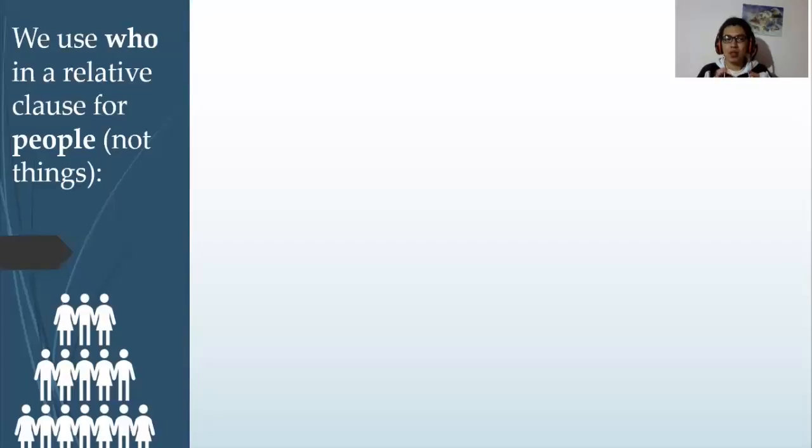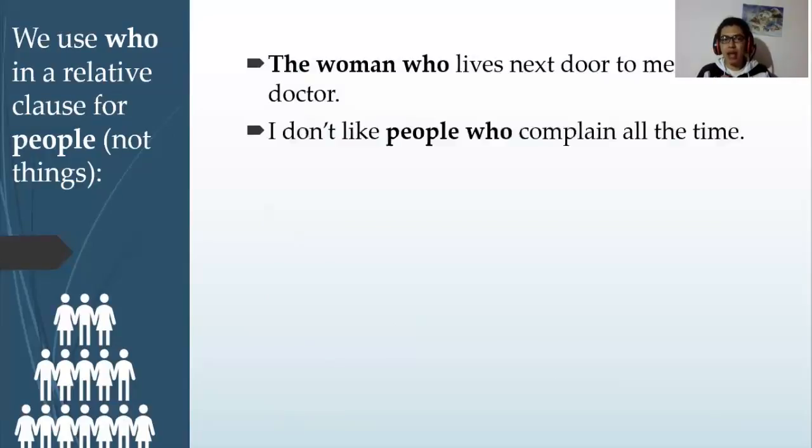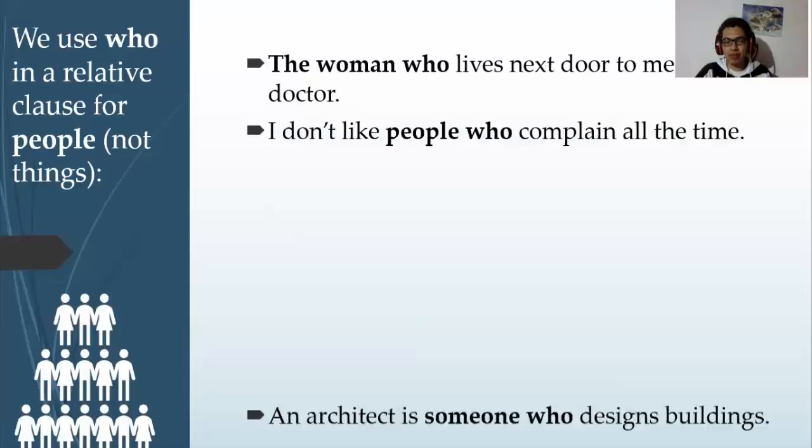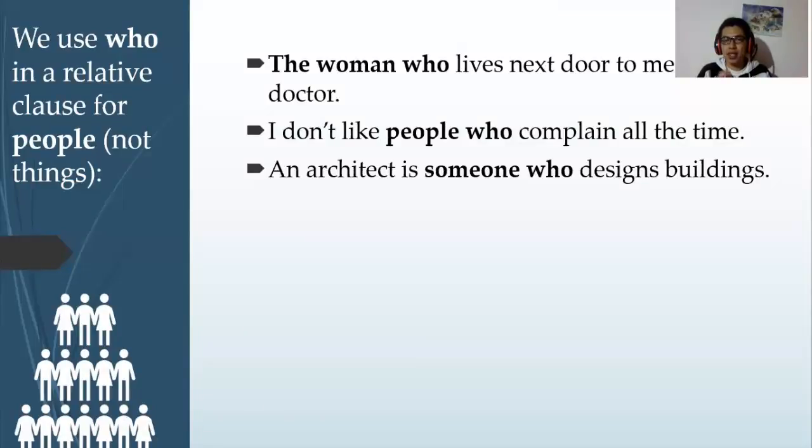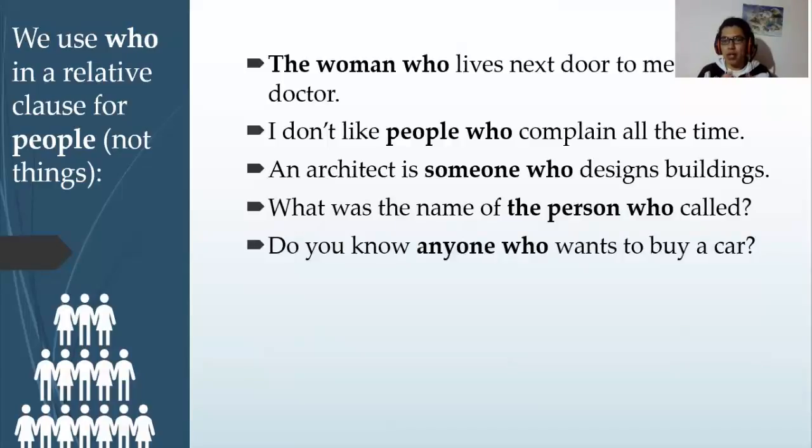We use, as I mentioned before, who in a relative clause for people, not for things. For example, the woman who lives next door to me is a doctor. I don't like people who complain all the time. An architect is someone who designs buildings. What was the name of the person who called? Do you know anyone who wants to buy a car?